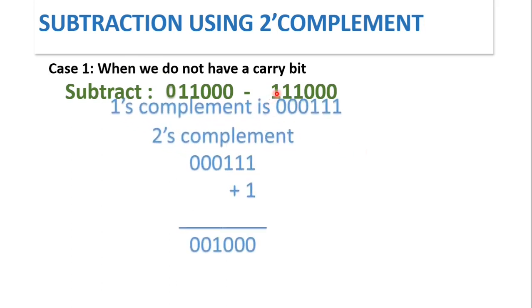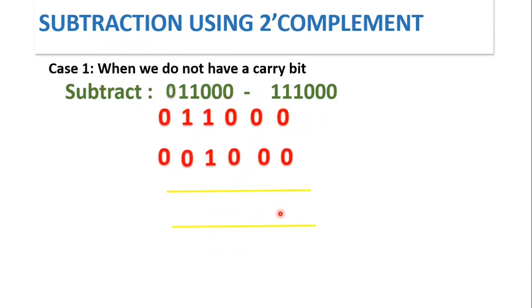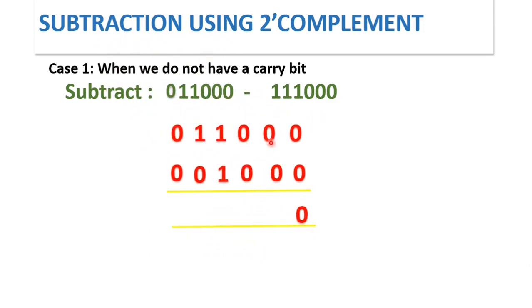So the 1's complement of this number would be 0, 1 would be replaced by 0, 1 would be replaced by 0 and all these zeros would be replaced by 1. And now you have to add 1 to the 1's complement. 1 plus 1 is 10 and when you add all this up you will get 001 000. So when you add, you will get 0 plus 0 is 0, 0 plus 0 is 0, 0 plus 0 is 0, 1 plus 1 is 10, 1 plus 1 is 10 and 1 plus 0 is 1. So here you can notice that there is no carry bit that is being generated.